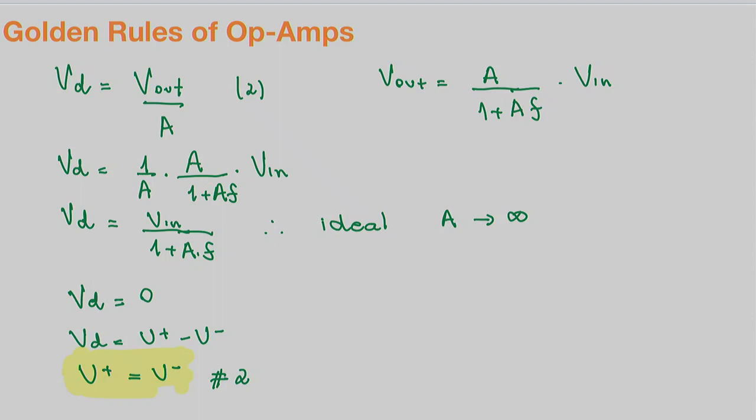In practice, that's not going to be the case. There will always be a little difference between the signals, because there is no ideal device, just like there's no ideal person. But we can simplify our lives by considering, for engineering purposes, that U plus is equal to U minus.